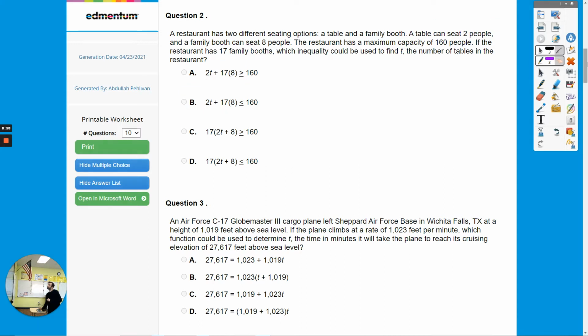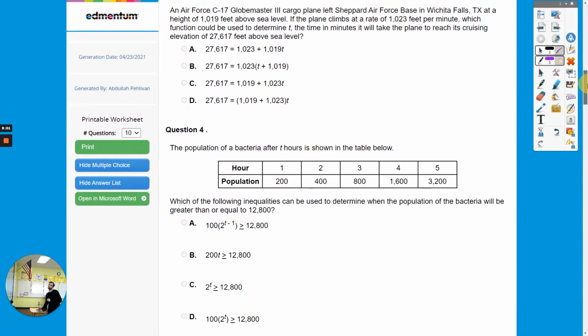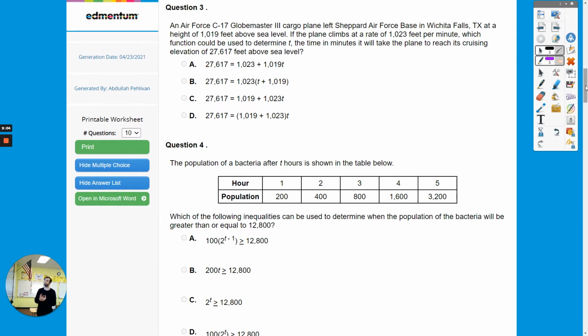Okay, so moving down to another equation question, linear equation, and then we will deal with an exponential after this question. An Air Force C-17 Globemaster 3 cargo plane left Shepherd Air Force Base in Wichita Falls at a height of sea level. We have the height. That's a set number. Probably the Air Force is going to go higher or lower than that number, 1019. Let's see if that's the case. That's what I'm thinking at least.